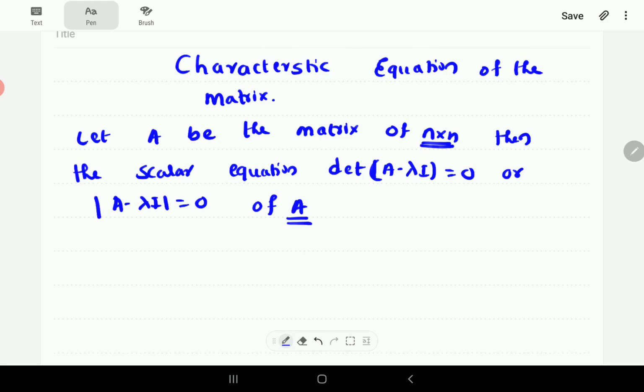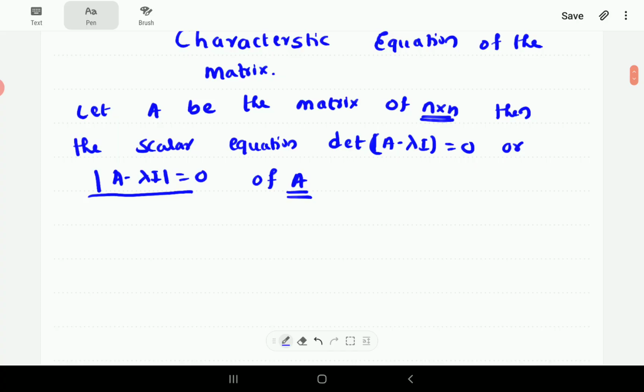As you know, after solving the determinant you are getting a scalar. That's why we're calling this equation a scalar equation. Here, what is lambda? Lambda is the eigenvalue of the n cross n matrix A if and only if it satisfies this particular characteristic equation. That's why the characteristic equation is very important in order to find the eigenvalue.